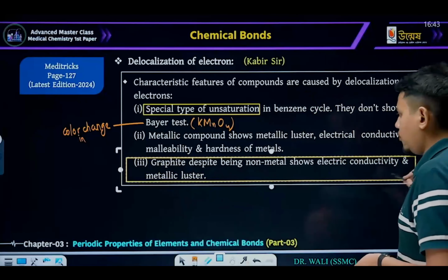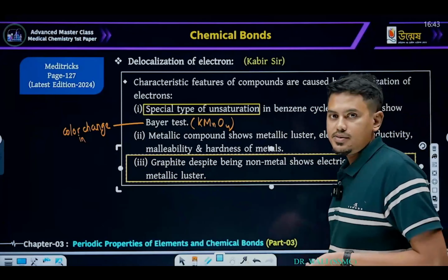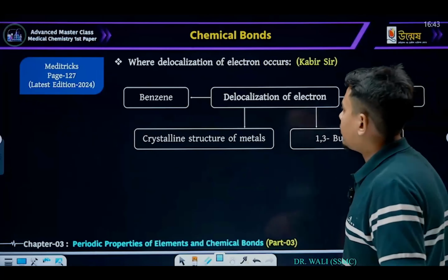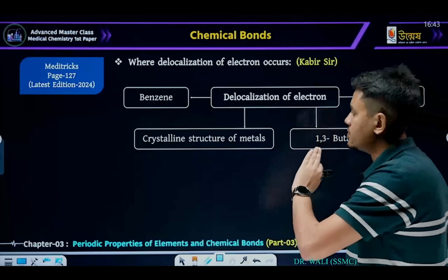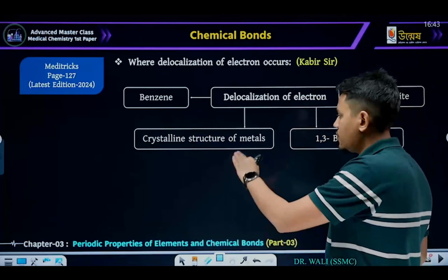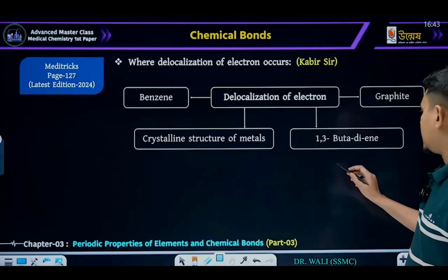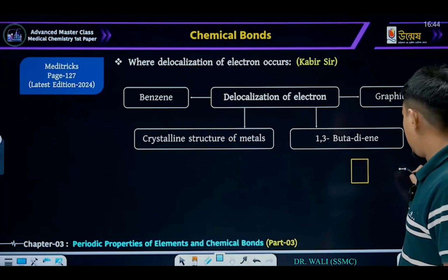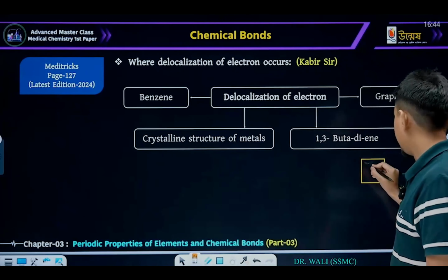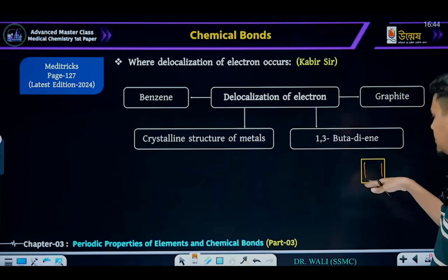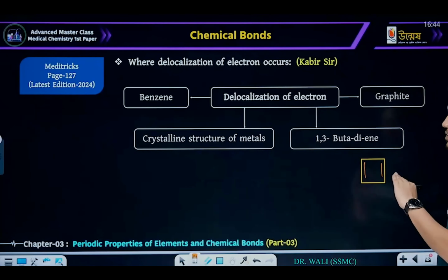Graphite electrodes are mostly used in our electrolytic cells, where delocalization of electron occurs. Delocalization of electron is observed in aromatic compounds such as benzene, also in the crystalline structure of metal. Also, it is observed in 1,3-butadiene. 1,3-butadiene would look like this. This is not aromatic, but there is delocalized electron.